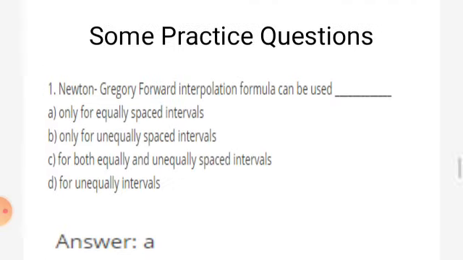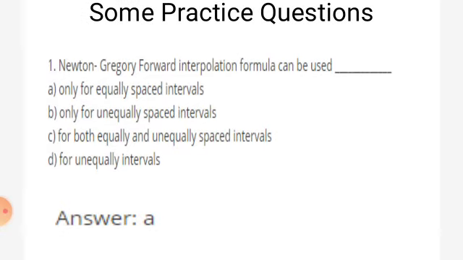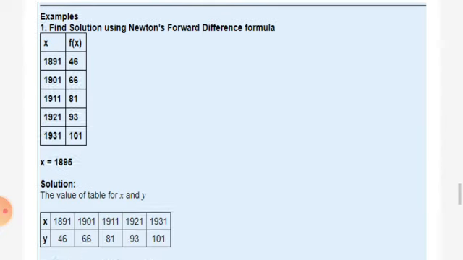Now let us see some practice questions. First question: Newton's forward interpolation formula can be used only for equally spaced intervals, only for unequally spaced intervals, for both equally and unequally spaced, or for unequal intervals. So, can anyone guess? Yes, the answer is A, only for equally spaced intervals, when the values of x are equally spaced.